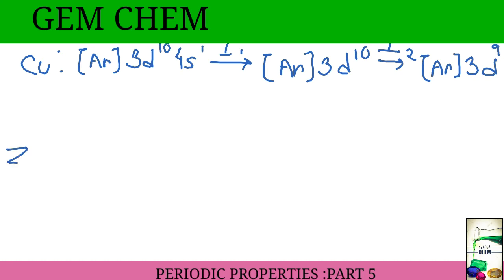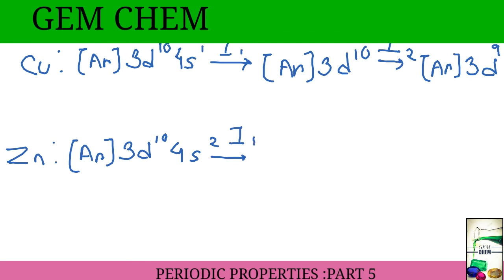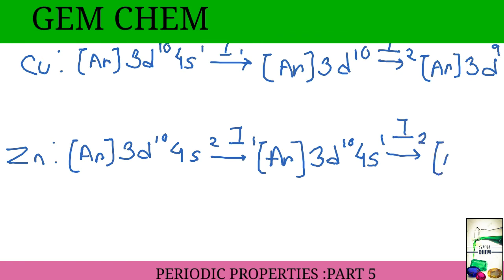Similarly for zinc, we see that it has the configuration of argon 3d10 4s2, right? On losing 1 electron it becomes argon 3d10 4s1. Again on losing 1 electron it becomes argon 3d10. By looking at these configurations we can understand that 3d10 is highly stable, whereas here the 3d10 is being lost, so there is a problem.